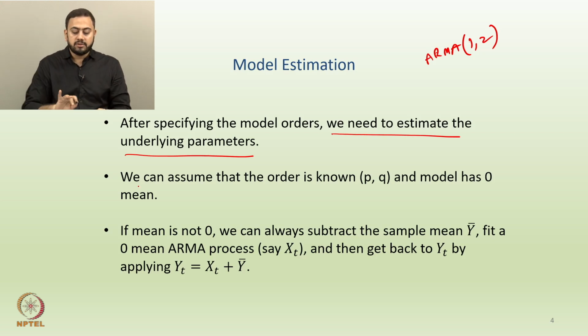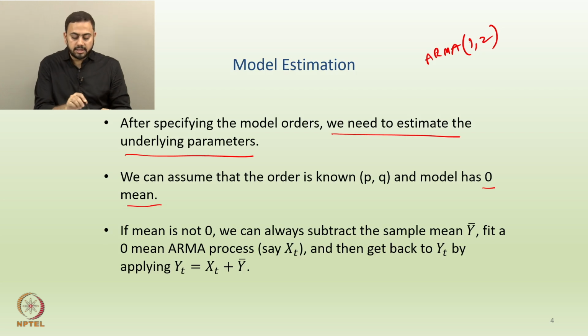So, here we can assume that the order is known, of course, and then the model has 0 mean. So, we assume that there is no intercept. So, the overall model has a 0 mean, okay? And this idea could be easily tweaked, by the way. Even if the mean is not 0, we can do a very simple transformation to ensure that the transformed mean is 0.